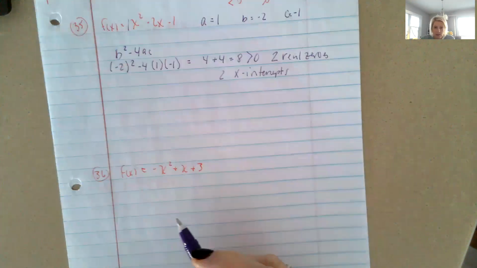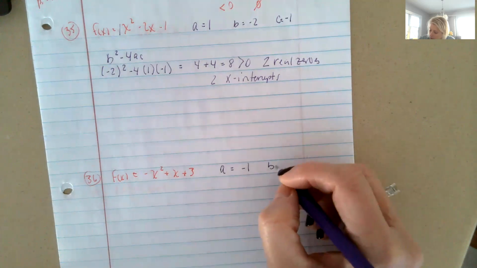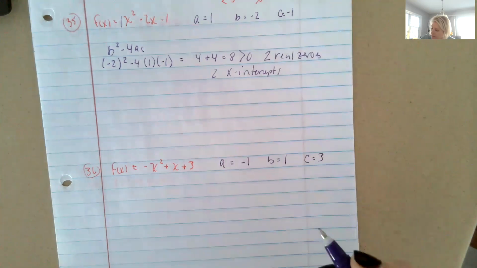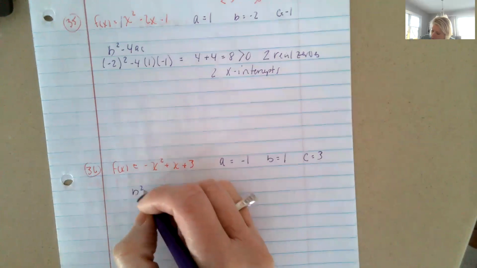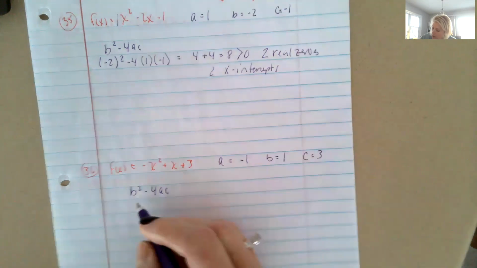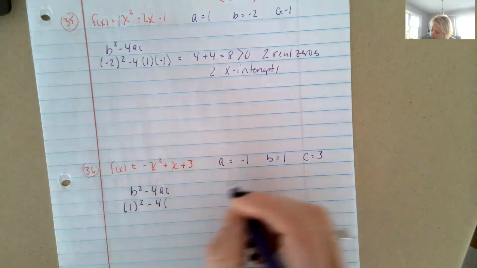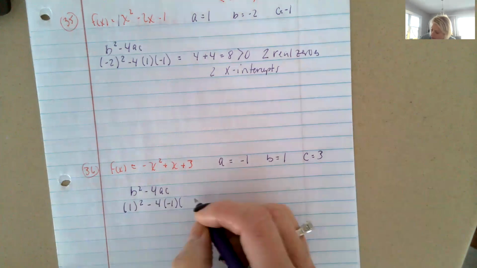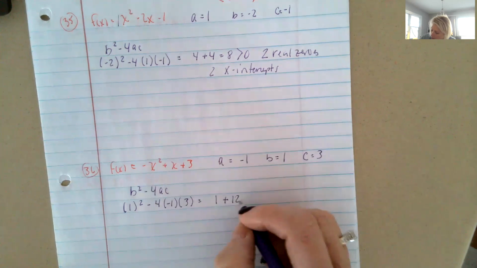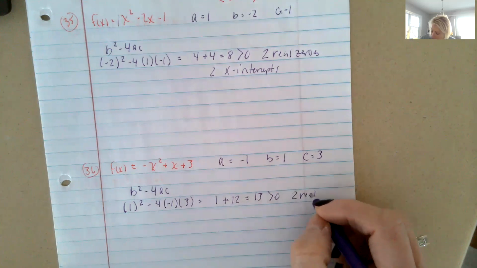Okay, let's look at 36. So 36, a is -1, b is 1, and c is 3. So my discriminant, b² - 4ac. I write that every time just to remind myself. So b is 1 squared, minus 4 times a is -1 times c is 3. So 1 plus 12 equals 13. And again, that's greater than 0. So we have 2 real zeros.